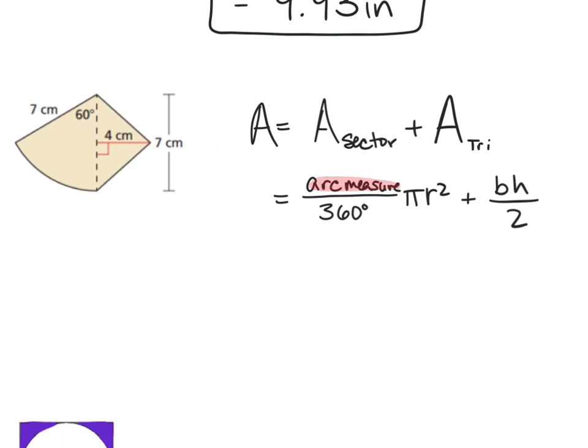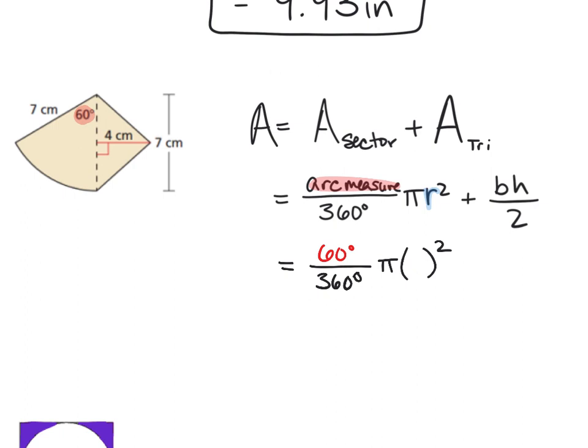If it's over degrees, you're looking for a degree measure. 60. So this right here is your arc measure. So we would have 60 degrees over 360 degrees multiplied by pi, which is a button we press on our calculator. And then we need the radius. What is the radius of that sector?